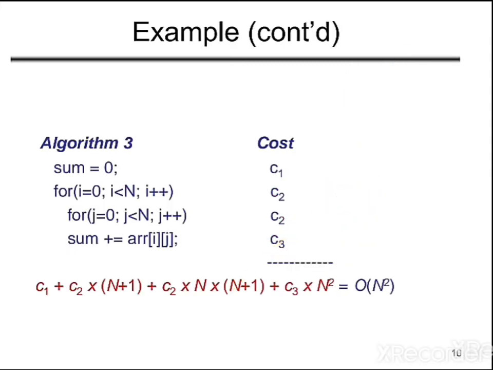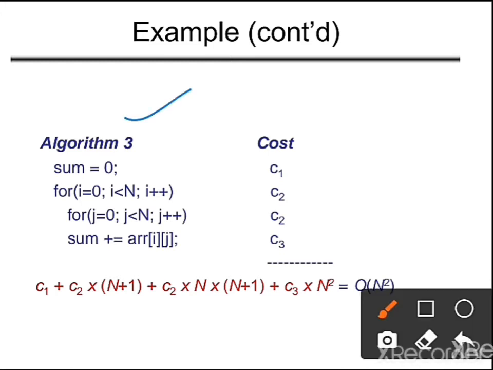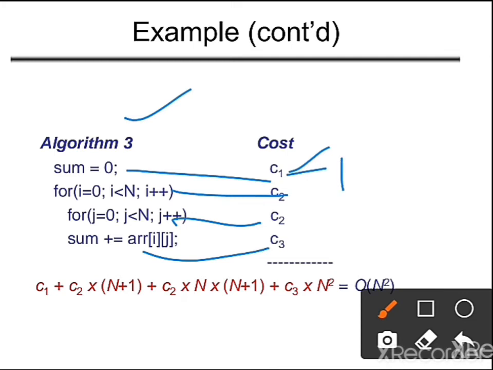Then another example, algorithm 3, sum is equal to 0 and this statement cost is c1. Then this for loop cost is c2 and here another for loop cost is c2 and here this constant cost statement is c3. So how to represent? This is executed one time. c1 is executed only a single time.